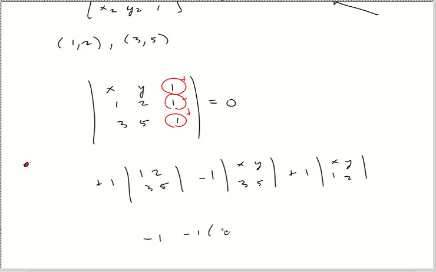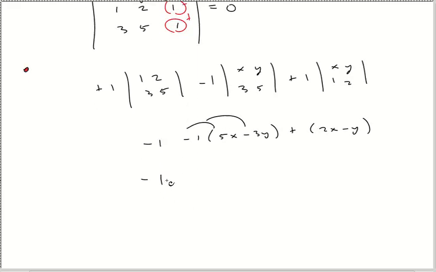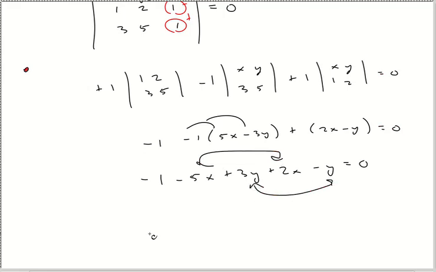This is where it gets a little weird here. I actually got a 5x minus 3y. And then finally on this side, I have 2x minus y. Well, if you distribute this, I got negative 1 minus 5x plus 3y plus 2x minus y equals 0. Again, this whole thing equals 0 here. Combine like terms here and there. Negative 1 minus 3x plus 2y equals 0.